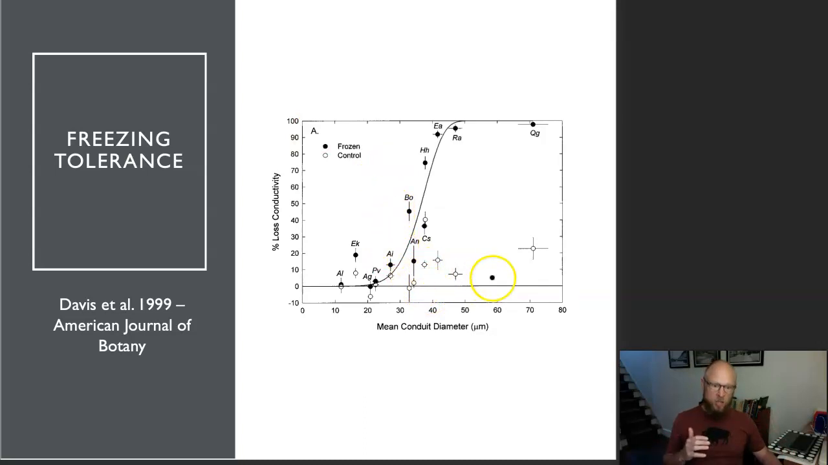And the open symbols are plants that were just grown under happy conditions and measured. And you can see in general, these are all relatively low. A lot of them aren't 0, but they're relatively low. Then these closed symbols represent plants that were frozen and then their conductance or conductivity was measured.